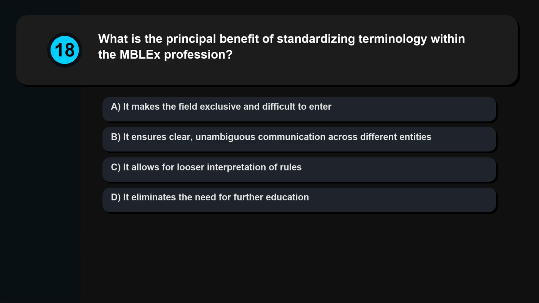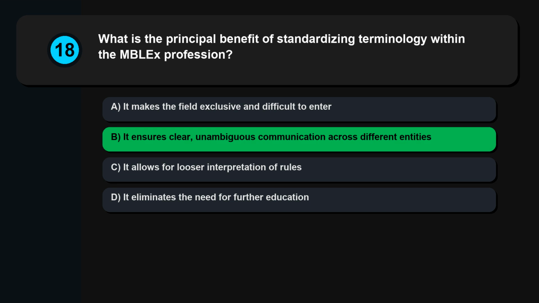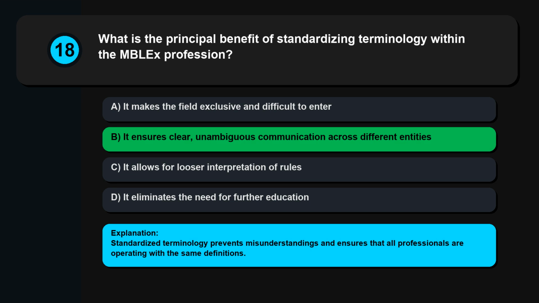Question 18. What is the principal benefit of standardizing terminology within the MBLEx profession? It makes the field exclusive and difficult to enter. It ensures clear, unambiguous communication across different entities. It allows for looser interpretation of rules. It eliminates the need for further education. Standardized terminology prevents misunderstandings and ensures that all professionals are operating with the same definitions.